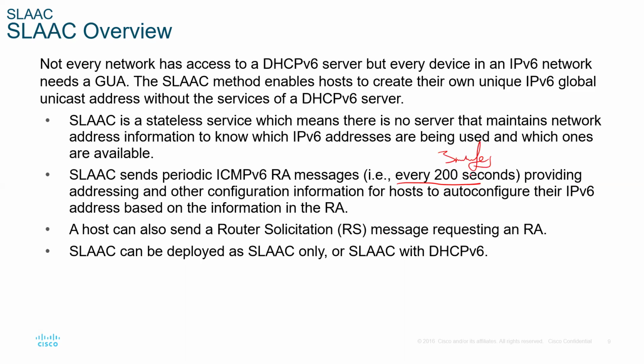It's not a lot. So RA messages are being sent periodically after every 200 seconds. You need to get these numbers to stick because these are the typical questions that you get. What is the period that a router sends RA messages? 200 seconds. So it sends periodic RA messages providing addressing and other configurations.